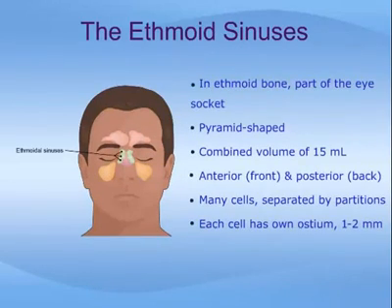The ethmoid sinuses are located in the ethmoid bone, which forms part of the eye socket. They are also pyramid-shaped and have a combined volume of 15 milliliters. They have an anterior or front and posterior or back portion, each with many cells separated by thin bony partitions. Each cell is drained by an independent ostium, 1 to 2 millimeters in diameter.